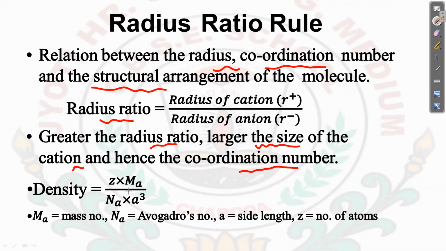So the density's formula is taken out here. Density is equal to Z into Ma upon Na into a cubed, where Z is the number of atoms, how many atoms are contributing in that particular unit cell. Then Ma is the mass number of that particular atom. Next, Na is the Avogadro's number, and a is the edge length or side length. I have told you about the edge length here.